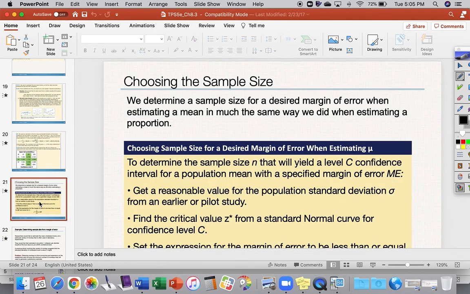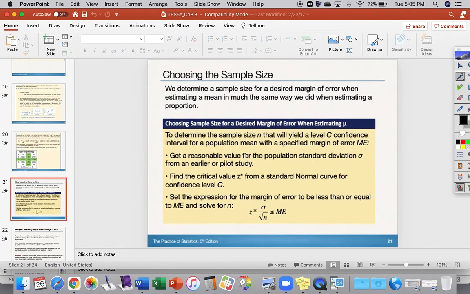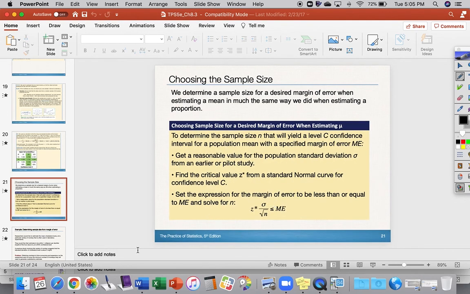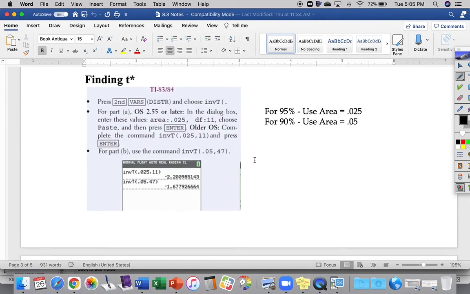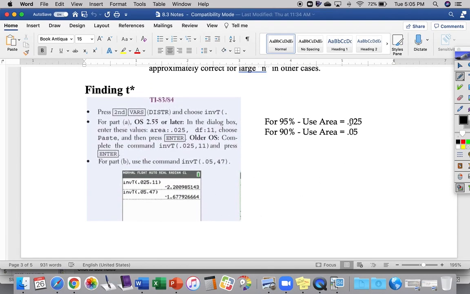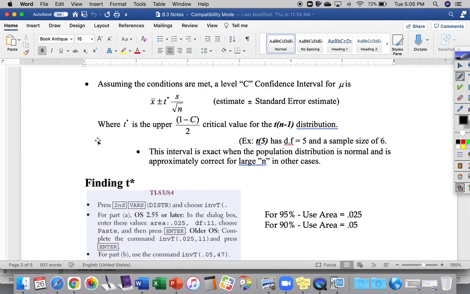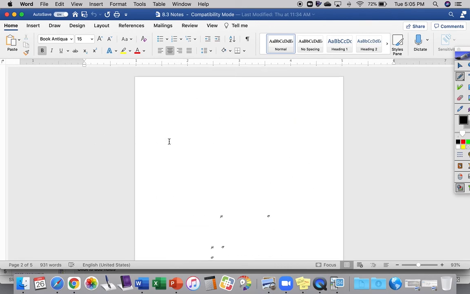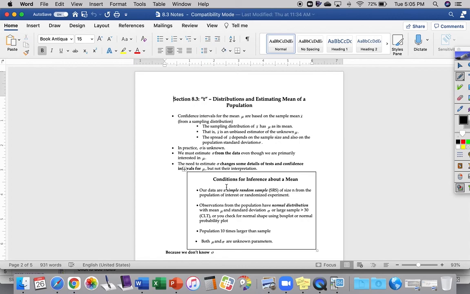Okay. Choosing a sample size we'll come back to. This is how we ended last video. We'll end this one. But I want to draw your attention to your notes packet again for 8.2. Finding T-star instructions is written there. It's in your notes, the 8.3 notes today, right here.